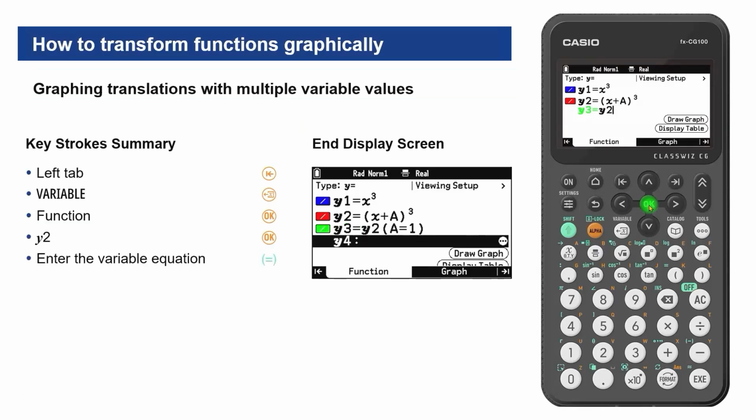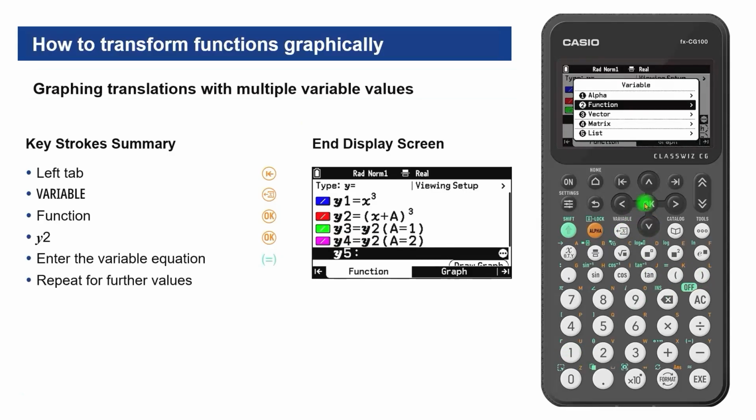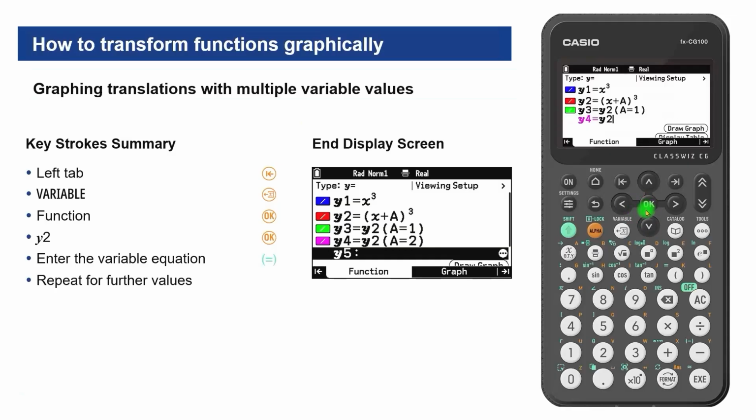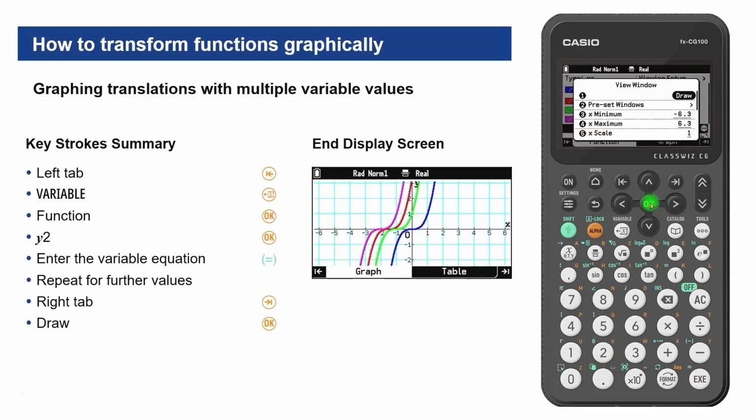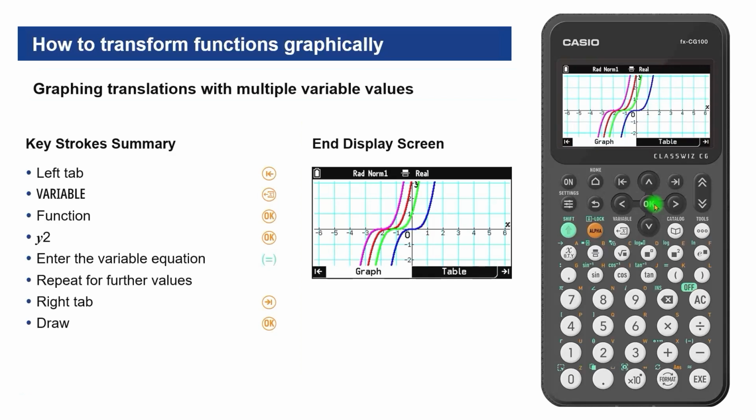Enter a variable value as an equation using the secondary function of open parentheses, so shift first. Repeat this method to sketch more transformations with different variable values. Then right tab and draw to show the original function together with the three translations for a equals the stored 1.5 value and the values directly entered in function.